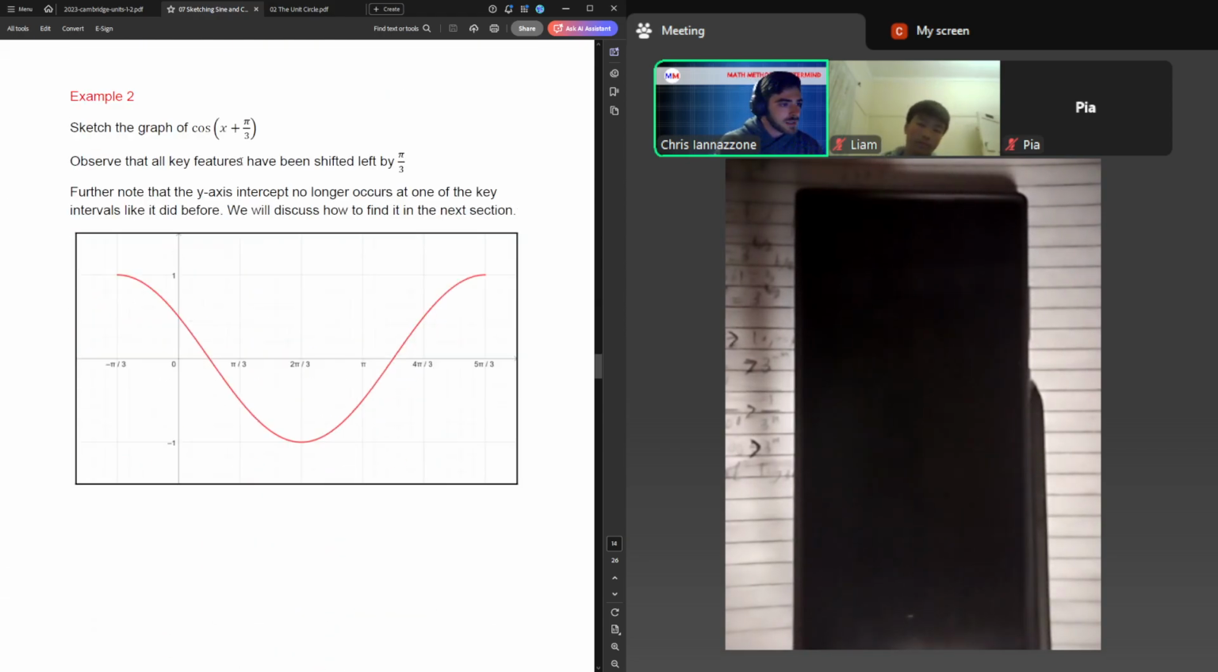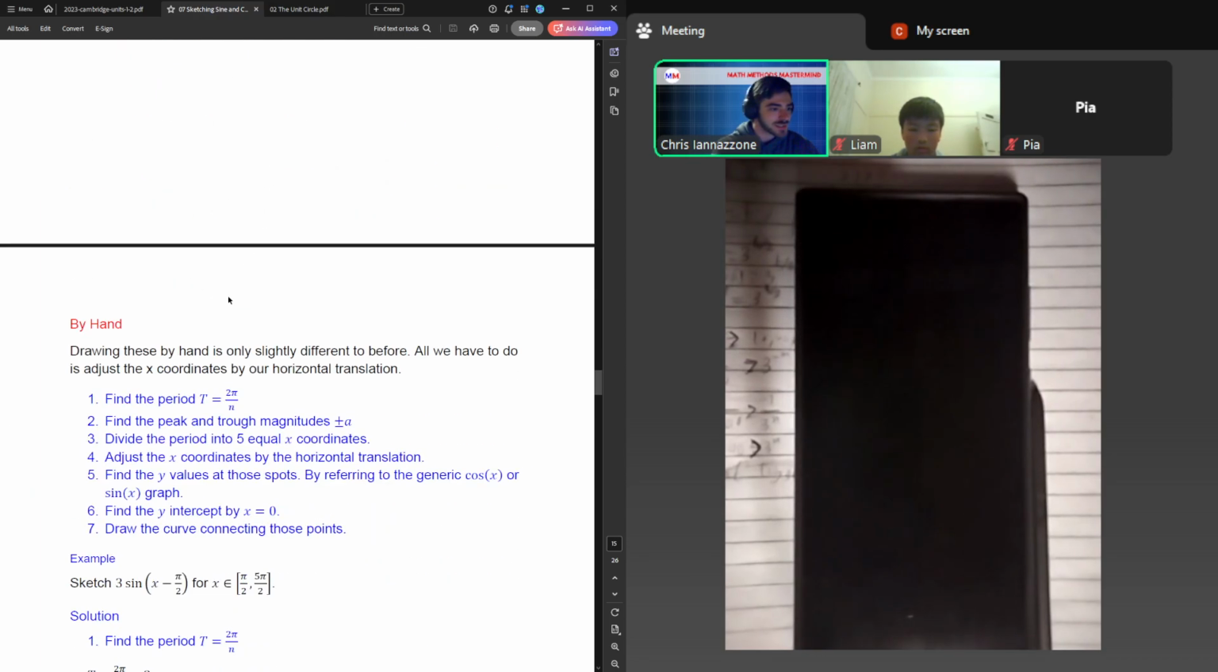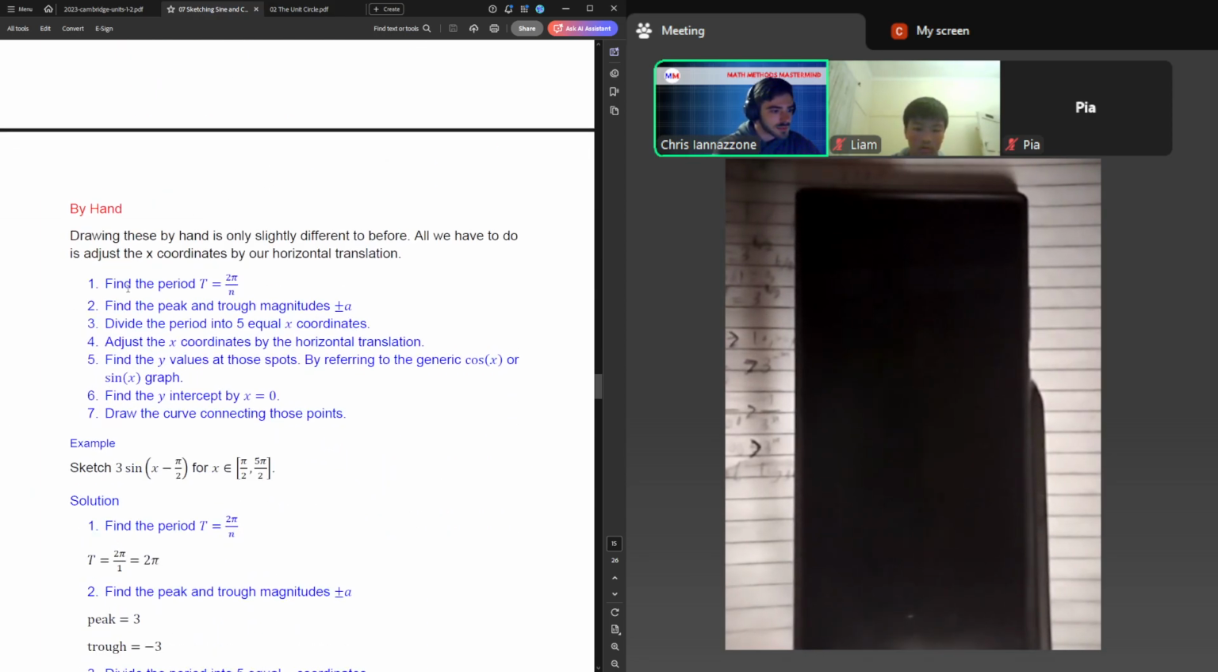Okay. If you have plus, then you go backwards. Right? Plus pi over 3 means we're now going to start at negative pi over 3 since we're shifting backwards by pi over 3. And because it's cosine, it's going to start at a peak. Right? Positive cosine always starts at a peak. We're just shifting where the x coordinate of that starting point is going to be. The y coordinate will always be consistent unless there's another thing which we'll look at in the next example.